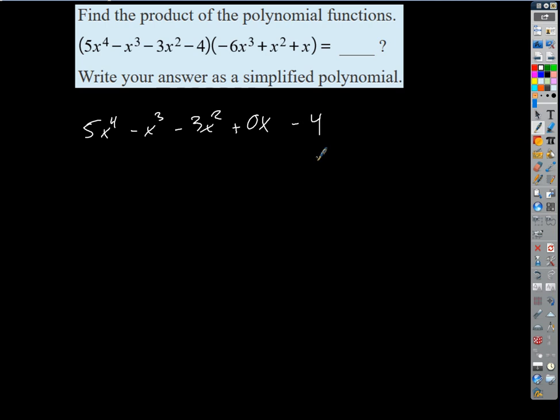Okay? We're going to multiply that by this guy. Now I'm going to write this one vertically over here. Have you guys done this before ever? No? Okay. So I've got a minus 6x cubed. I'm going to also leave rows for every power of x, like a multiplication. I've got a plus x squared, a plus x and a plus 0. Okay, and look what happens.